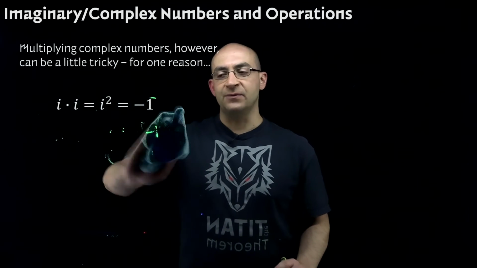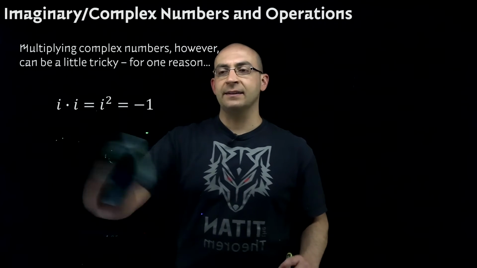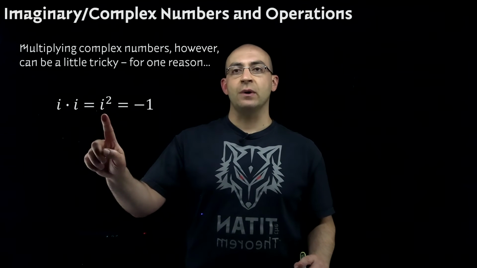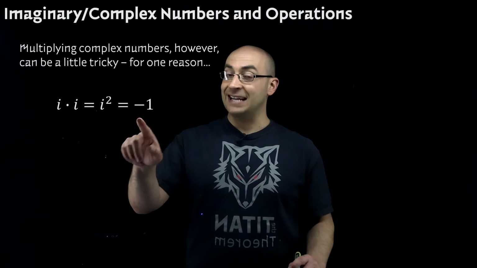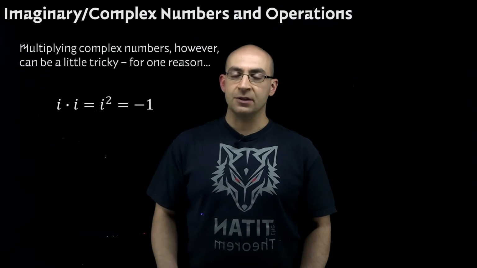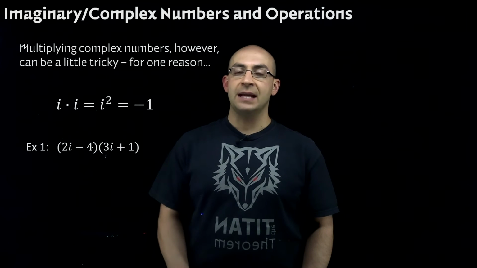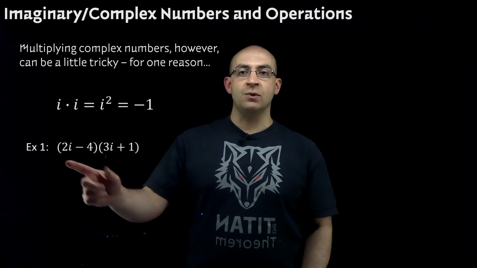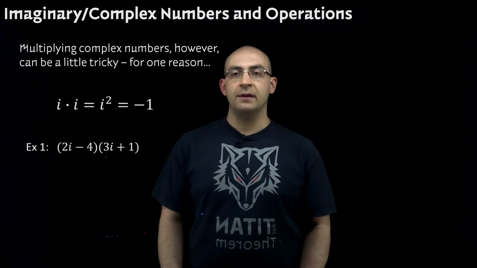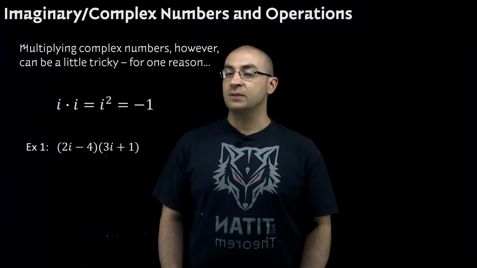If that was a little confusing, which it can be, think about it like this. Just know that whenever you have to square i, our answer is actually negative 1. So let's try a couple of examples together. Example 1. We've got the quantity 2i minus 4 and the quantity 3i plus 1. We are multiplying these things.